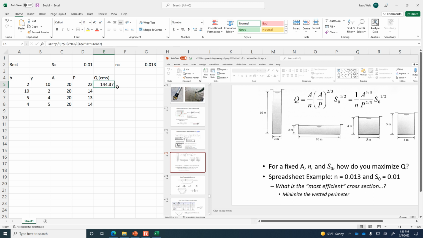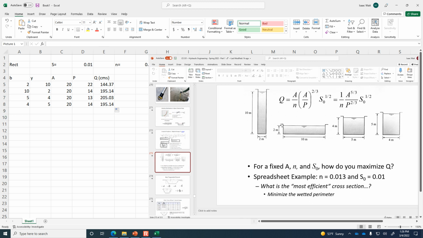But for a channel that is shallow and wide, the flow capacity is way better because it's got so much less wetted perimeter. Even though it's the same dimensions, 2 by 10, there's only 14 meters of wetted perimeter instead of 22. So there's just less length of concrete in contact with the water. So more flow capacity.